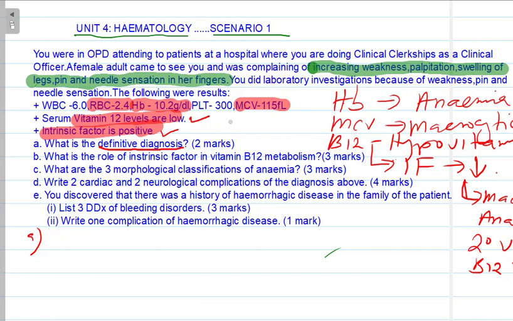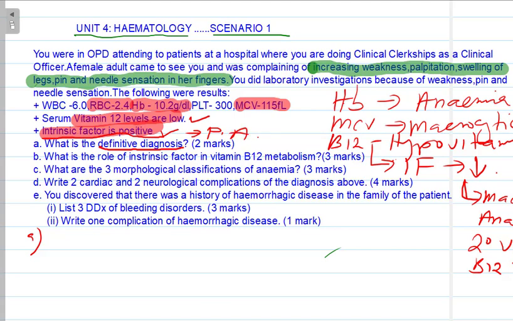Now, the question is, what causes vitamin B12 deficiency? What's the most common cause of vitamin B12 deficiency? Or what's the cause of intrinsic factor to be low? Okay, that is an autoimmune disorder of parietal cells. So meaning that whenever we see intrinsic factor, think about pernicious anemia.